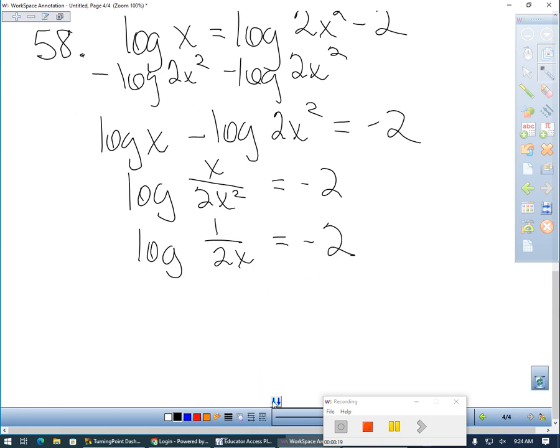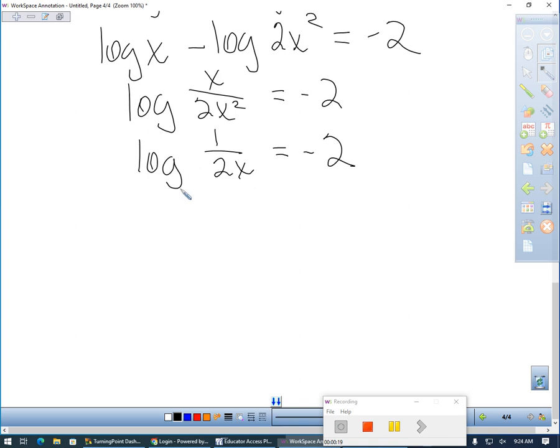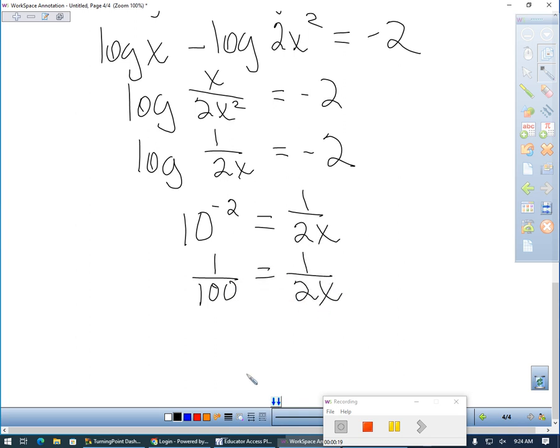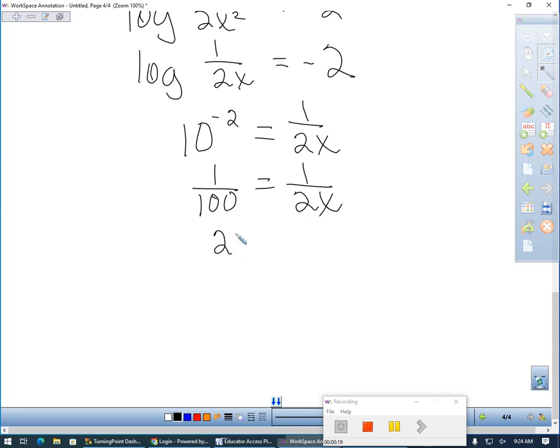Now, to get rid of the log, we have to do our base. And again, when there's no base there, it is 10. So I have 10 to the negative 2 equals 1 over 2x. A couple different ways we can solve this one. 10 to the negative 2, if I put it in decimal land, is 0.01. Or I can write this as 1 over 100 equals 1 over 2x. Now if I go ahead and cross multiply, I get 2x equals 100. Divide both sides by 2, and we get x equals 50.